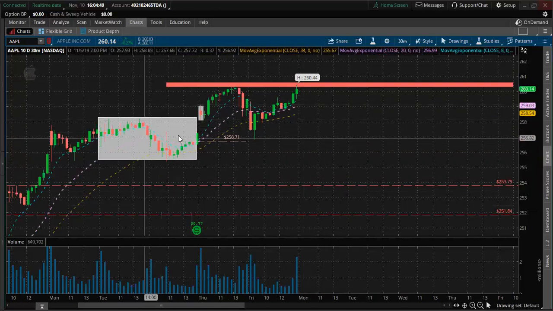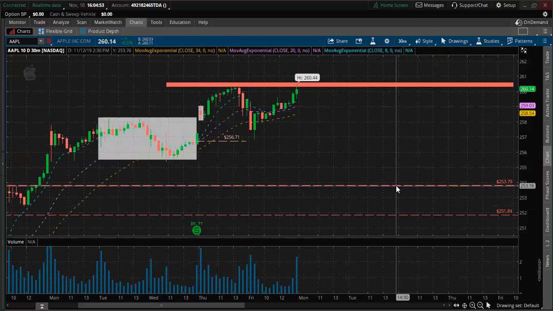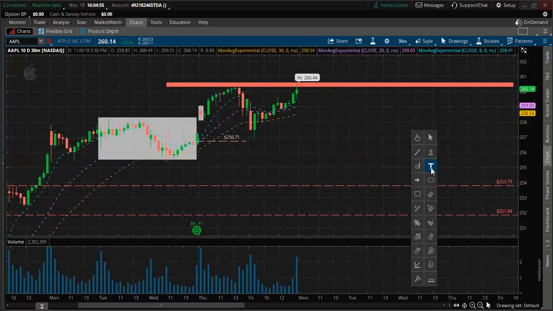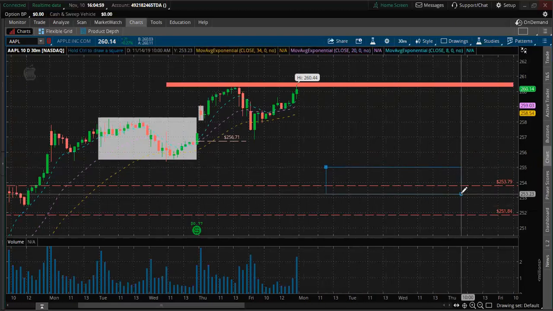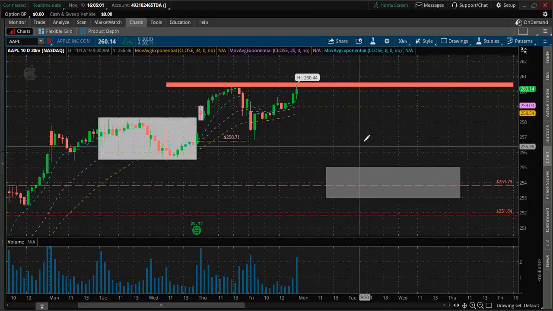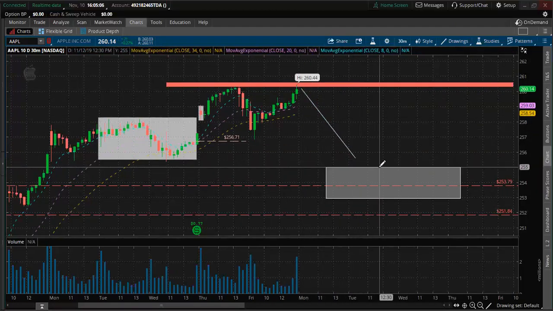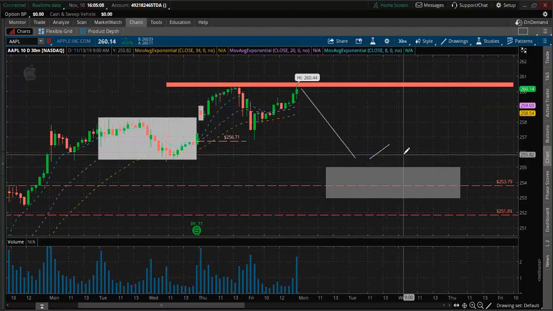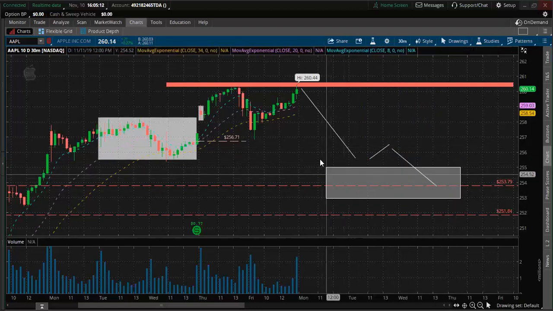So I'm looking at a box, rounded top, drop here for next week. My ultimate target is from 255 to 253. I would love for this area here. I'm looking for something in this nature. I would love for that to happen.